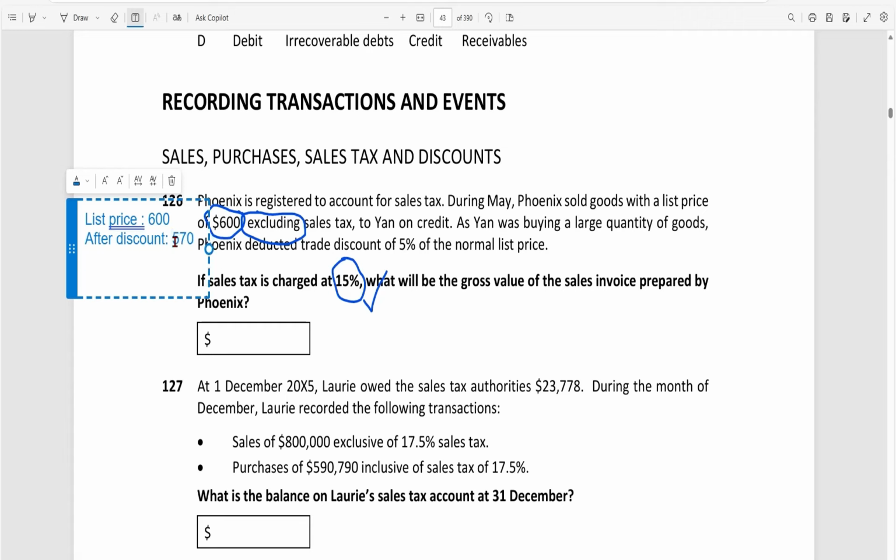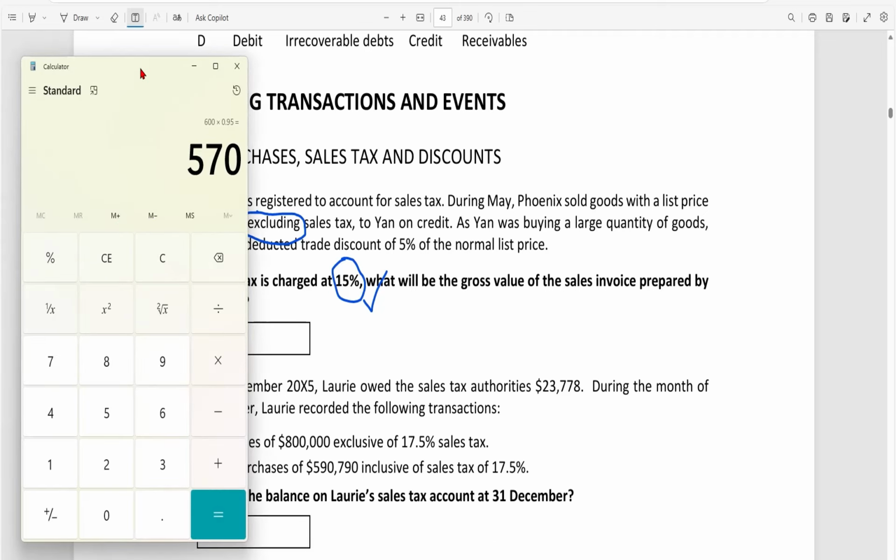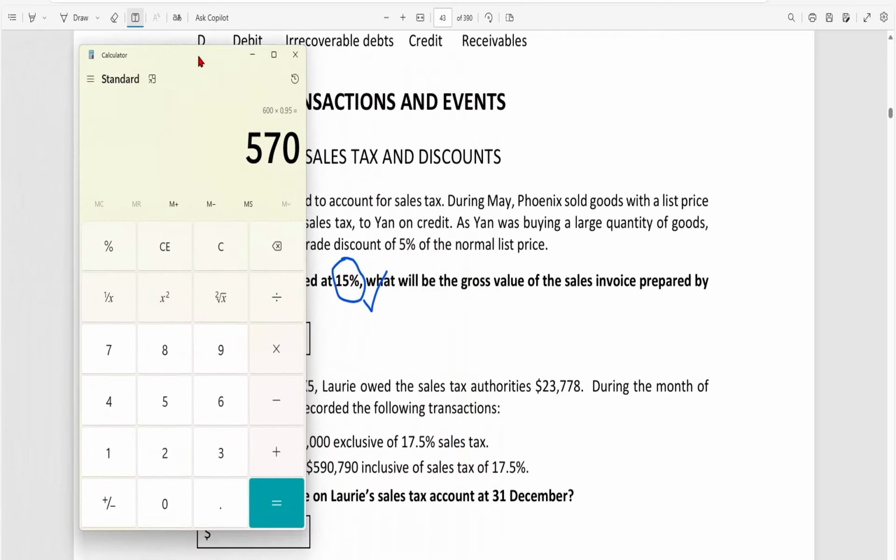So now the question asks, what will be the gross value, right? Gross value means the price including the sales tax. Okay, so students often make mistakes here, so be careful here as well. The question is asking the gross value.